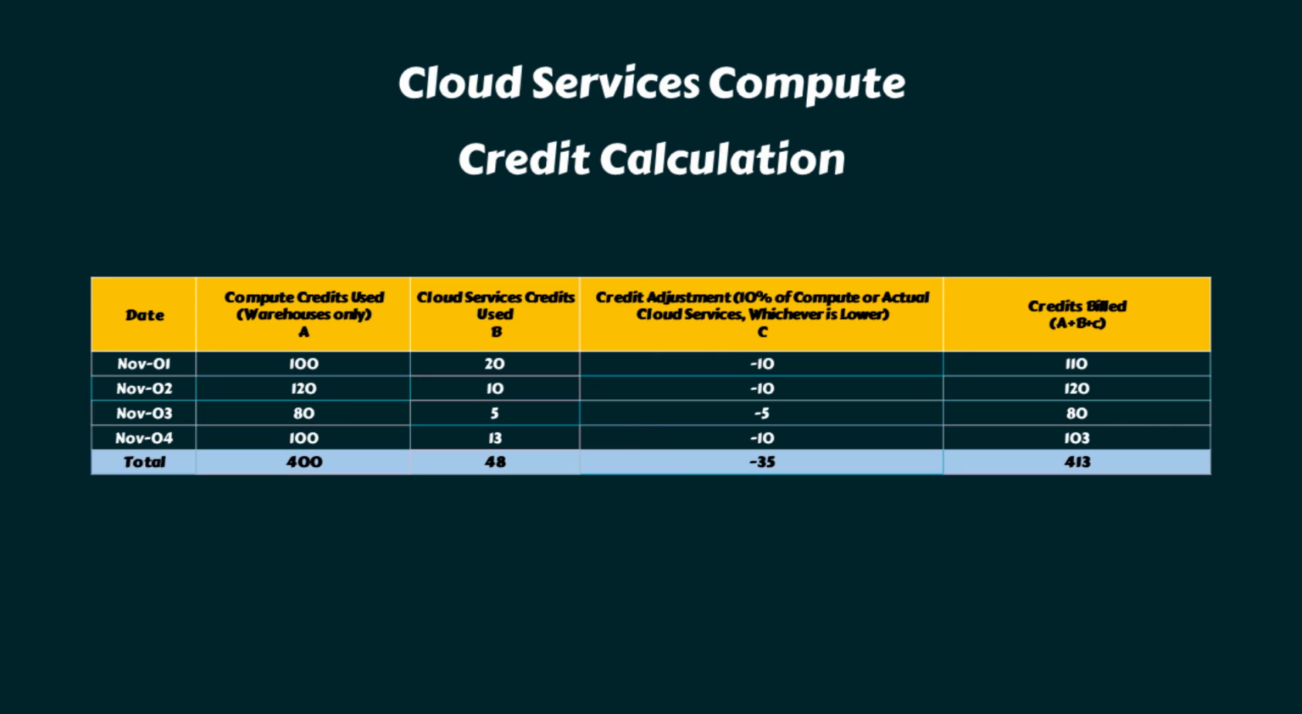It's important to note that usage for cloud services is charged only if the daily consumption of cloud services compute exceeds 10% of the daily usage of virtual warehouses compute. For example, in a particular day, if you have used 100 virtual warehouse compute credits and 20 cloud services credits, you get a 10% discount and you pay only for 10 cloud services credits.